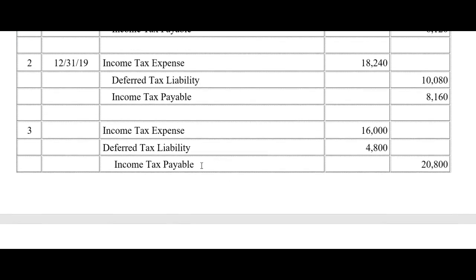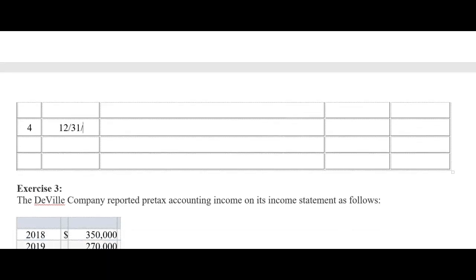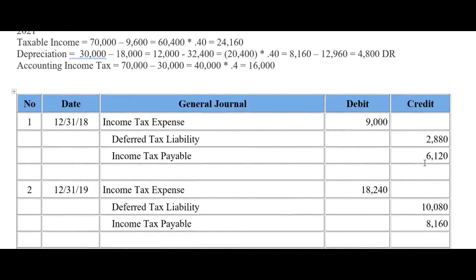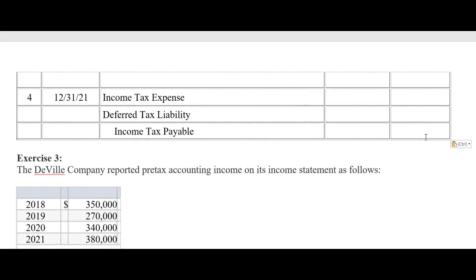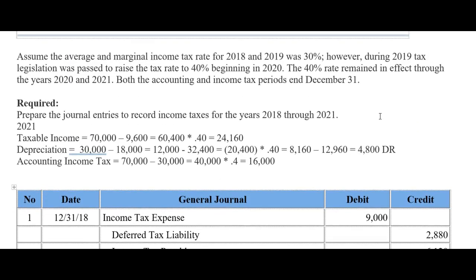So to do this entry, again, the fourth one's going to be the same. So go down here, December 31st of 21. The debits and the credits are going to be the income tax and the payable. So again, let's prove out that we're doing the deferred tax liability here. So we just came up with the payable as of 2021 to be $24,160. Now, we can either find the expense or the liability. Let's follow suit with what we've been doing and find the liability first, what we're consuming here.